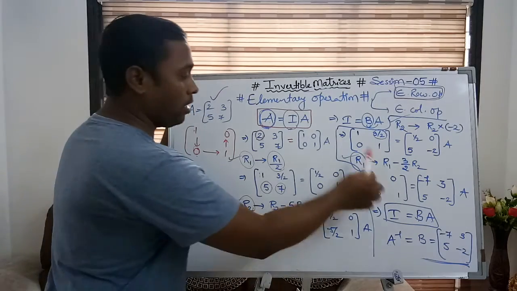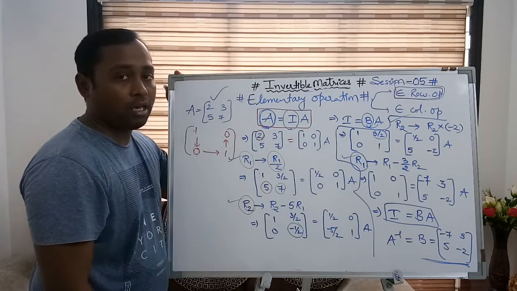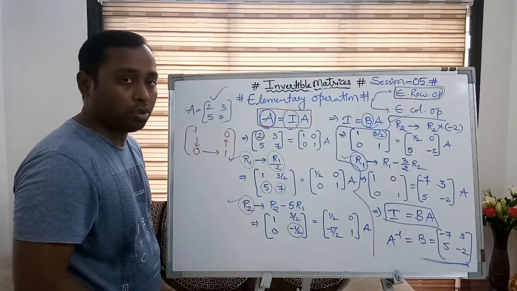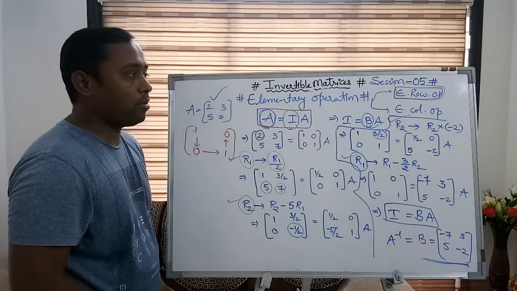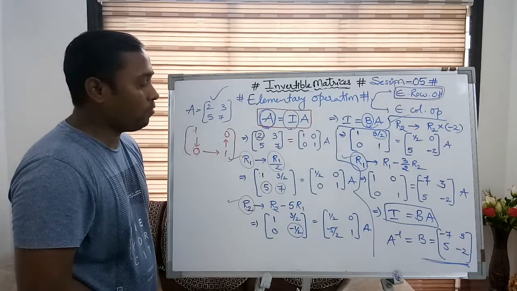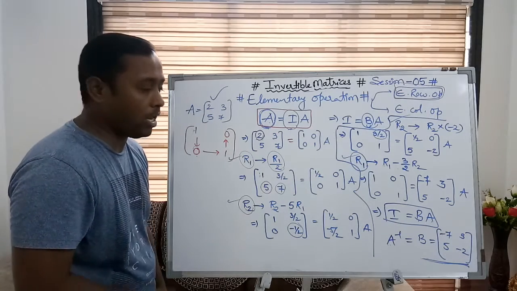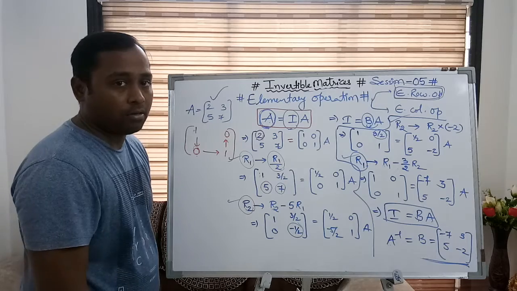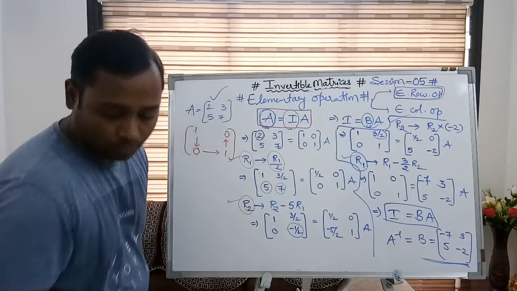So in this manner I was able to get the A inverse. I am taking one more question where you will see the inverse may not exist. Now first I will write the question on the board and then we'll move with this methodology, right?